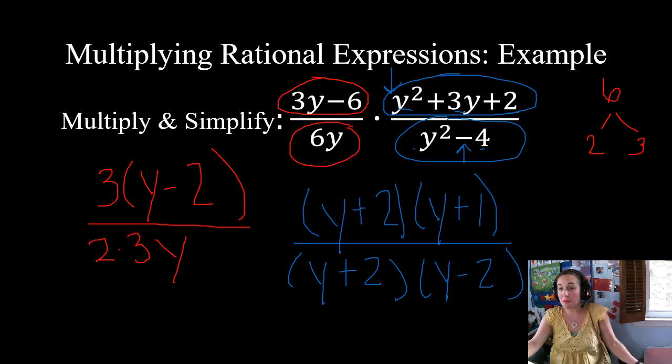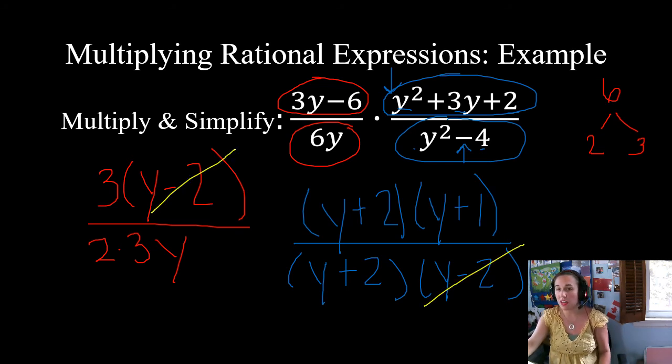And this is the really fun part. I can just go all willy-nilly canceling things. So any factor of 1 where the numerator and denominator have the same factor, you can cancel those out. So I see a y minus 2 in the numerator, y minus 2 in the denominator. Those cancel. See if there's anything else. I see a 3 in the numerator, 3 in the denominator. Those cancel. I'm just canceling factors of 1. And there's one more. This one's really convenient. A y plus 2 in the numerator, y plus 2 in the denominator. Those cancel.